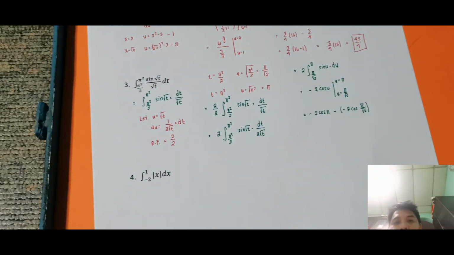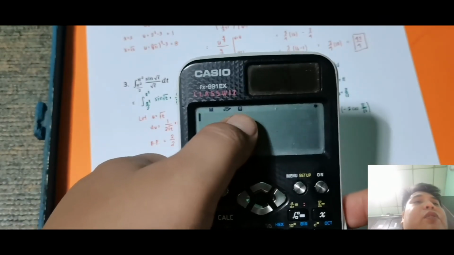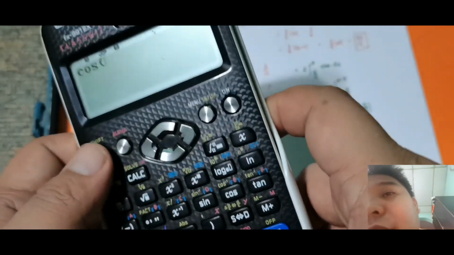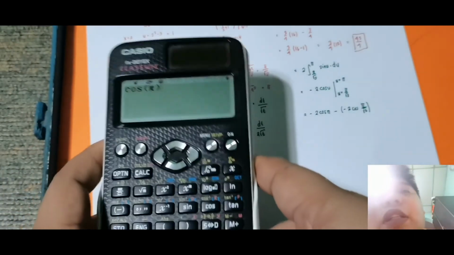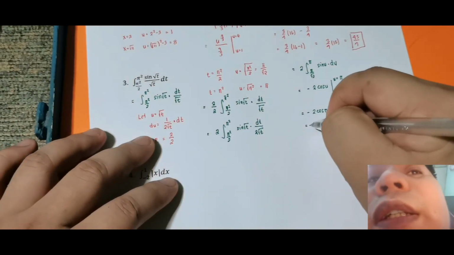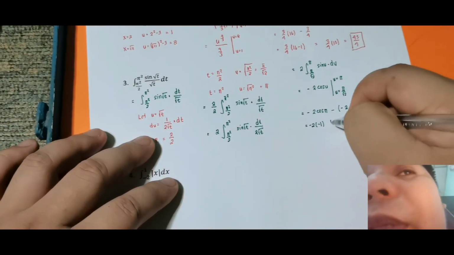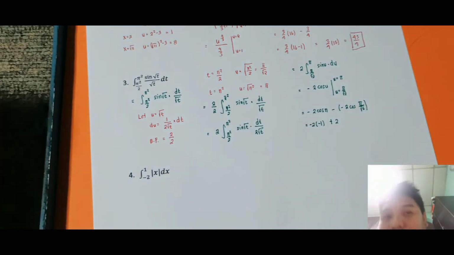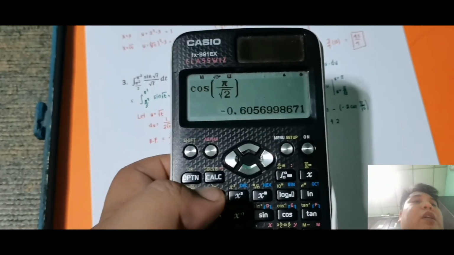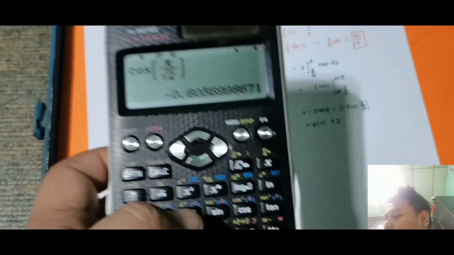So paano yan? So cosine pi, so degree na lang tayo or rad tayo. Dapat nakarad. So dapat nakarad yung ating calcu. Okay, so nakarad ako. So this is cosine pi. So note that cosine pi is equal to negative 1. Okay, so this is equal sa negative 2 times negative 1 plus 2 cosine pi over square root of 2. So complete natin, ano yung value niyan? That is negative 0.605.